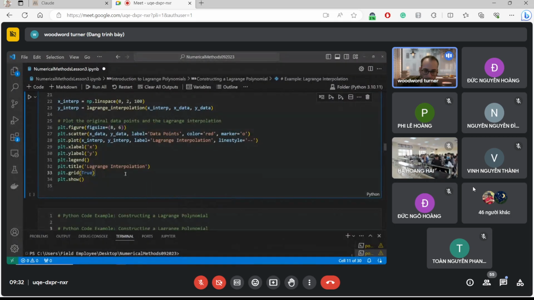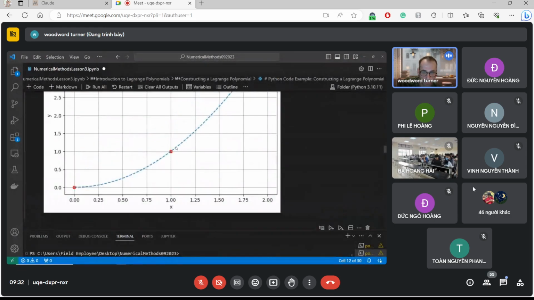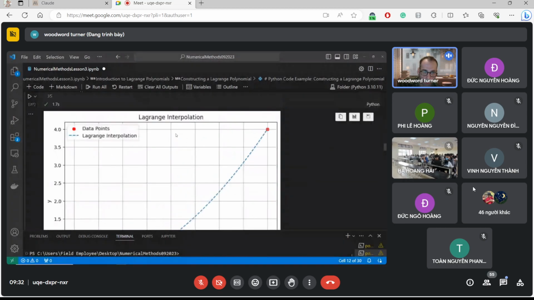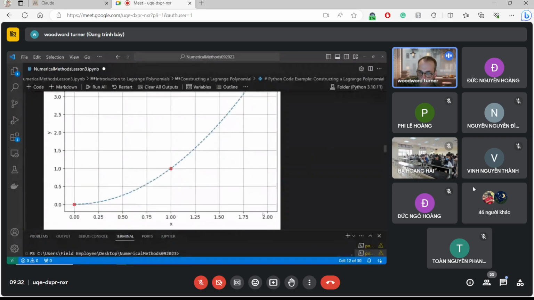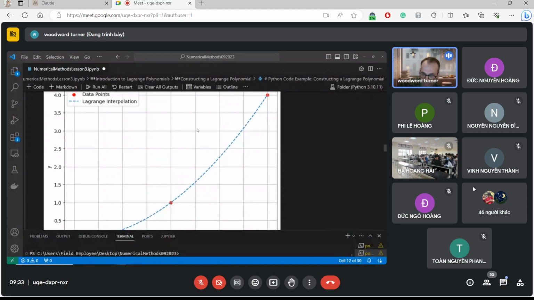So let's go ahead and see what this looks like. All right, so there we go. So you can see the points are the 3 data points we had that lied on (2, 4), (1, 1), (0, 0). And then I just chose a lot of different points between 0 and 2 and plotted those, and that's my Lagrange interpolation polynomial. So if we guessed that our function was x squared, in this case, the Lagrange polynomial did a pretty good job of approximating what looks to be x squared.